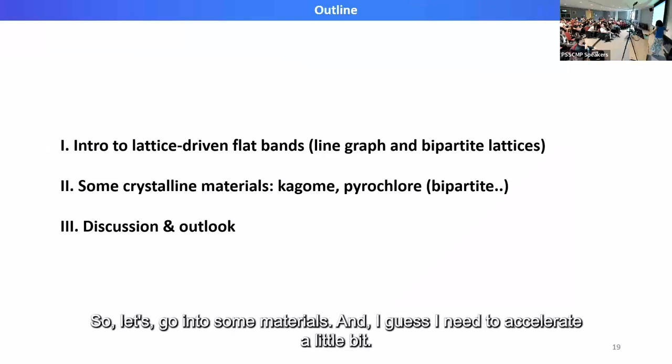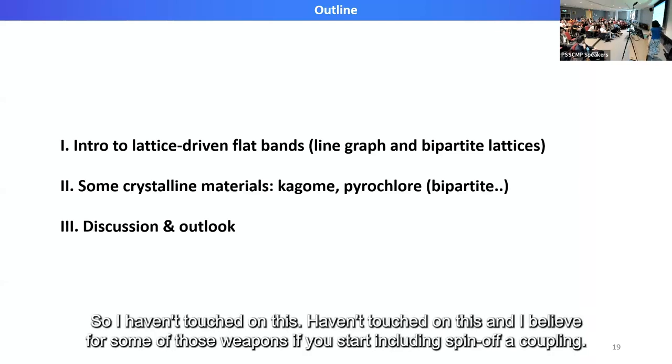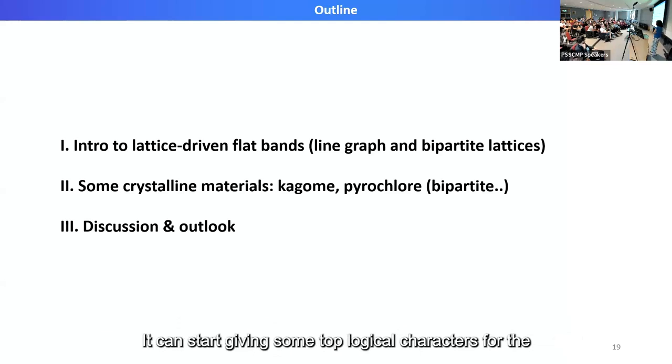Cool. So let's go into some materials, and I guess I need to accelerate a little bit. Do they have interesting topology, these flat bands? That's a great question. I haven't touched on this. I believe for some of those flat bands, if you start including spin-orbit coupling, you can start giving some topological character to the flat bands.